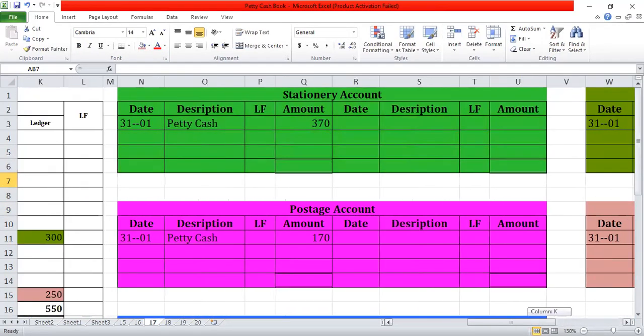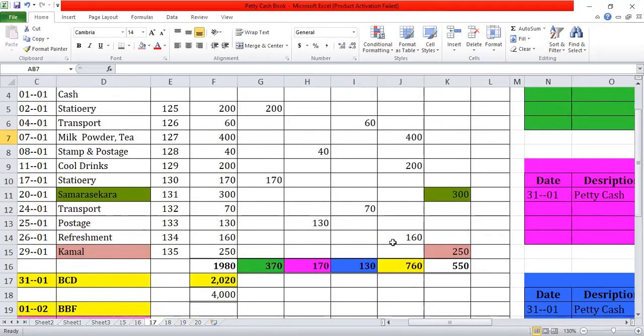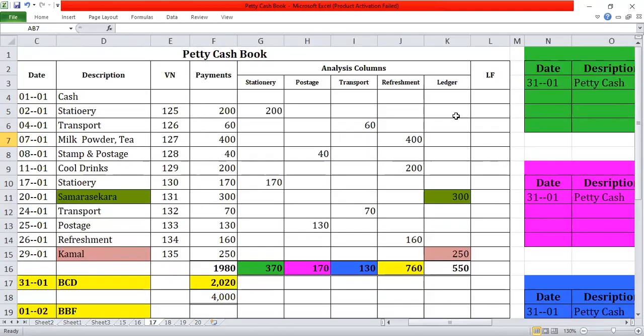I have highlighted the petty cash so that you can see and understand, look at this. The additions of all other analysis columns, stationery, postage, transport and refreshments are posted to the ledger, but not the addition of the ledger column, because we have separate ledger accounts for all these things. There is an account for Samarasekara and there is an account for Kamal. So the value should be debited to their respective accounts. Therefore, do not transfer the addition of the ledger column to any of the ledger accounts. Do you understand?